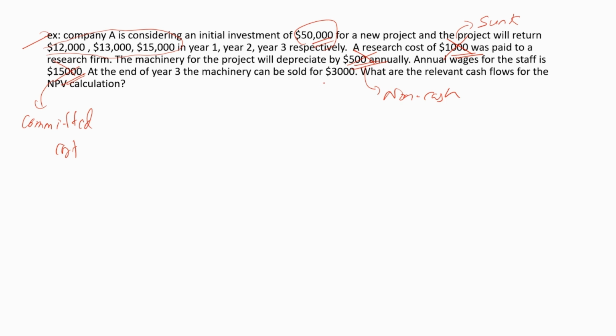Finally, they have given the resale value of a machine. Is this cash flow relevant or not? This is relevant because this is a resale value. In the future, this cash flow will be incurred. This is a cash inflow. I hope now you can understand how to identify the relevant costs and irrelevant costs. Relevant costs are the costs that will be changed as a result of a decision being made. On the other hand, irrelevant costs will not be changed as a decision is made.